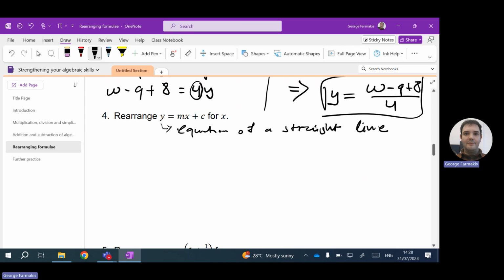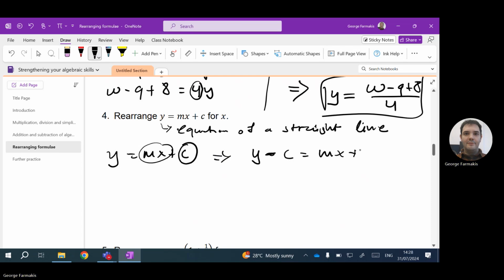Okay, so we want to rearrange for x. Again, we start with y equals mx plus c. c is a constant. We want to get rid of c first so that we can only have m times x. So if I subtract c from both sides, c minus c, here I will get 0. This means that I have y minus c equals mx.